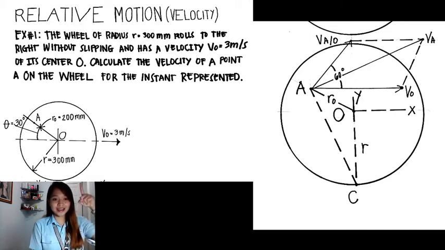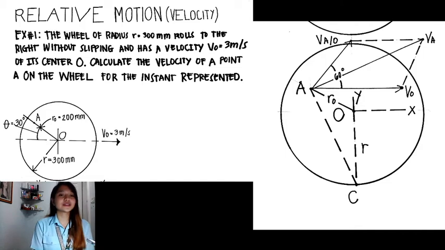As you can see here above me, the figure of the wheel has a radius of 200 millimeters and a radius of 300 millimeters, and we have the velocity 3 meters per second going to the right. We also have a value of theta, which is 30 degrees. In the right corner of this video, we have a big wheel, which is my representation of the FBD of this wheel. We have vector components, with theta equal to 60 degrees.